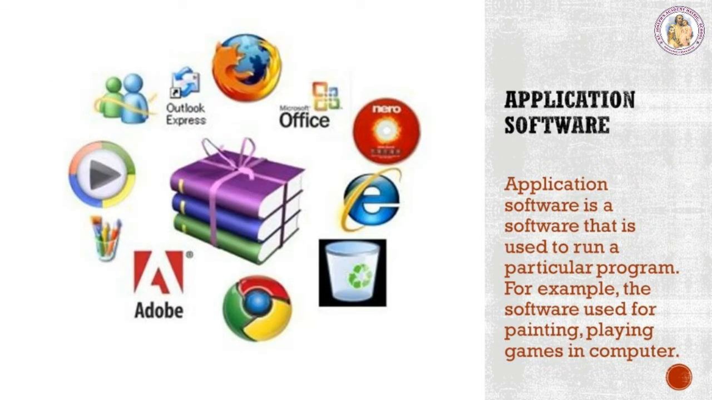Application software. Application software is software that is used to run a particular program. For example, the software used for painting, playing games in the computer. And some more examples are given in the picture, like Internet Explorer, Recycle Bin, Google Chrome, Adobe Reader, Mozilla Firefox, Microsoft Office. Everything is an example of application software.